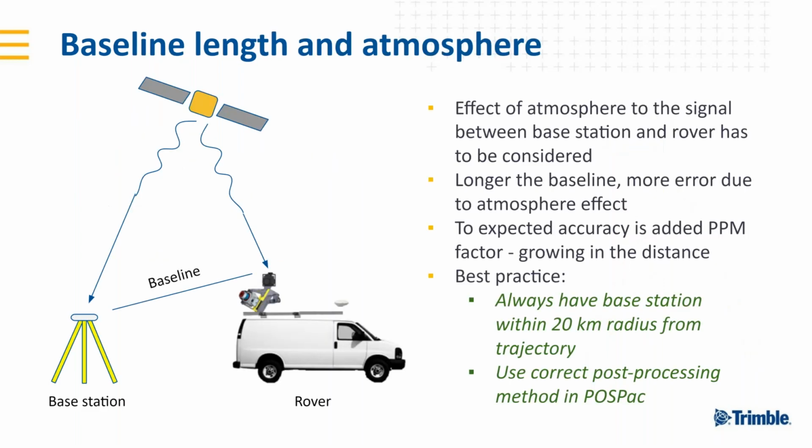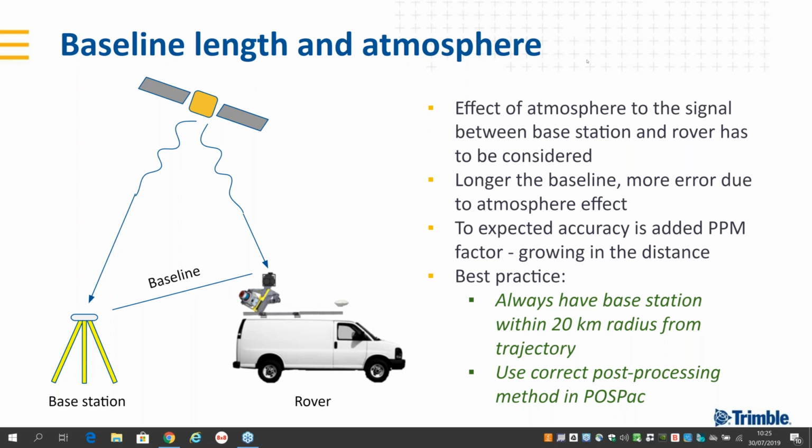Okay, as now we have discussed base stations and atmosphere. These are actually related, and this is why we use base stations. So the effect of the atmosphere on the signal between base station and rover is something we have to consider. The atmosphere effect is similar for us inside a certain radius, but the longer the baseline is, the more this atmospheric effect will have an effect on the accuracy. So if someone doesn't know, the baseline is the distance between the base station and the rover receiver.